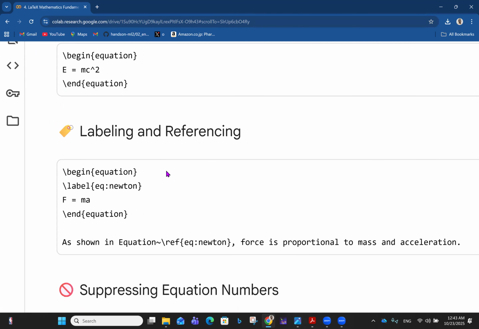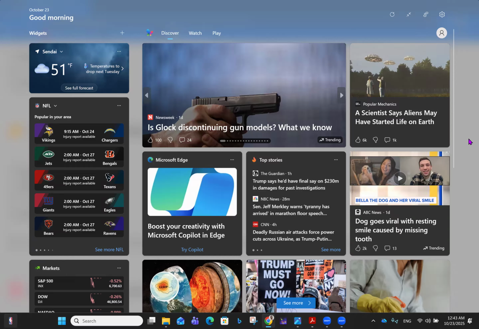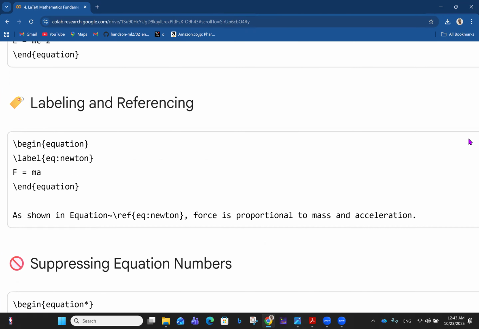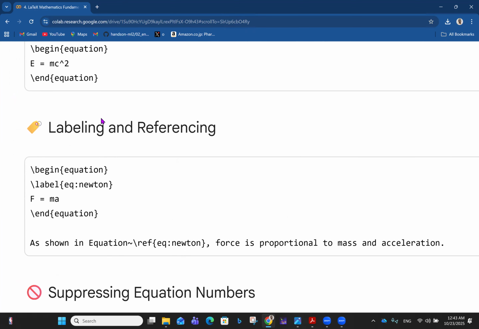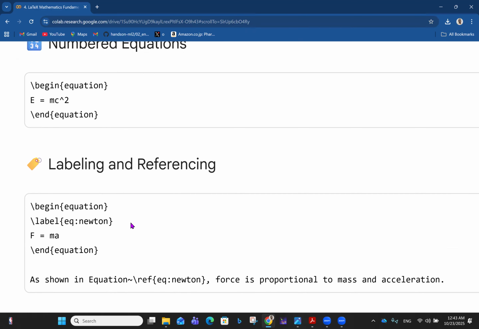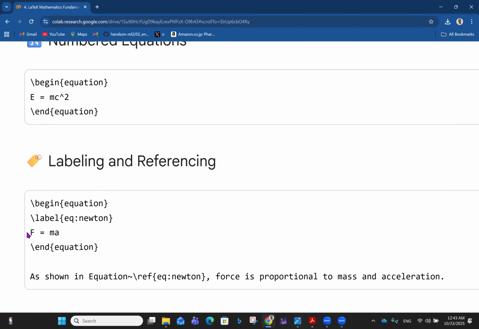Then you can also label your equation and reference it. For instance, in this case, labeling and referencing. Here you just have begin equation and end equation, and then you have the equation in between. And of course, since LaTeX has this kind of environment, anytime you're using begin something, end it immediately so you don't forget. The equation itself is F equals ma. But because you want to label it for referencing later, you come here to reference, say, as shown in equation. Because you have labeled it as eq:newton, ref is what you use to reference it.